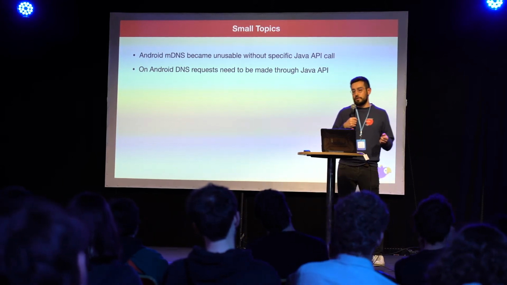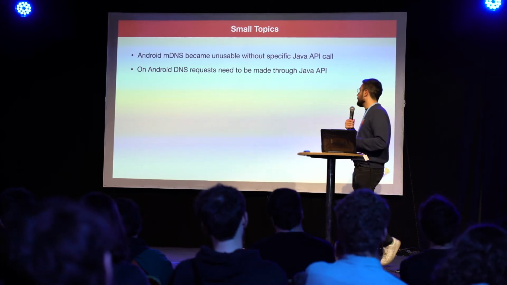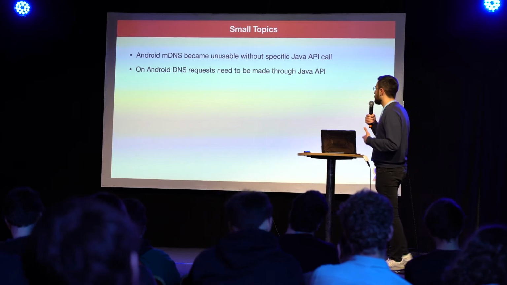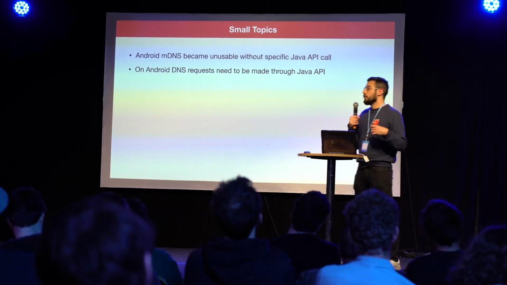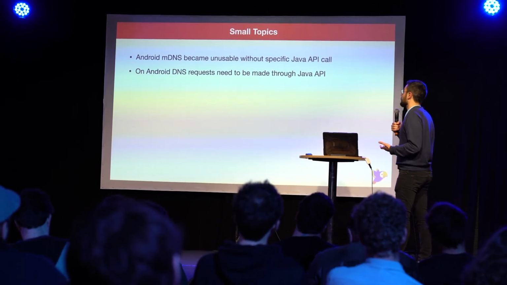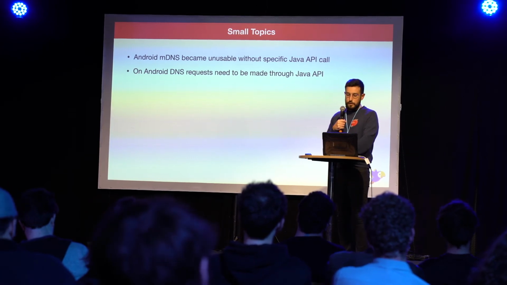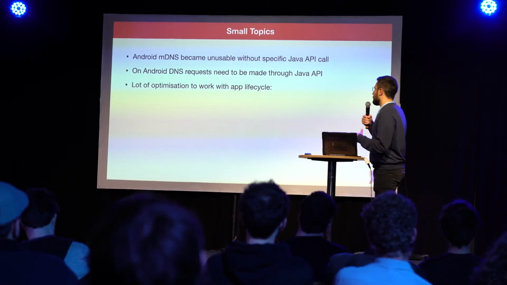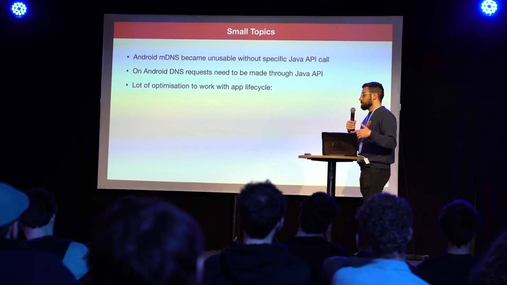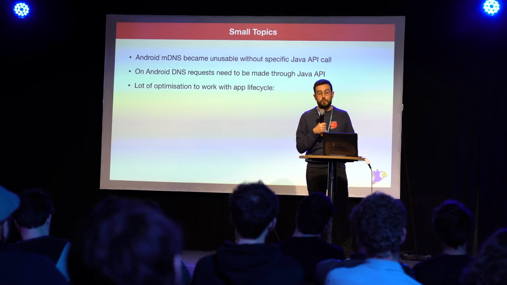Yeah, on Android, DNS requests also need to be made through the Java API. This happened on Go Mobile, so we actually have to override some methods in Go. It was very painful to do, and without this, you can't resolve any address. There is also lifecycle. I didn't talk a lot about lifecycle, but you need to manage it in mobile.